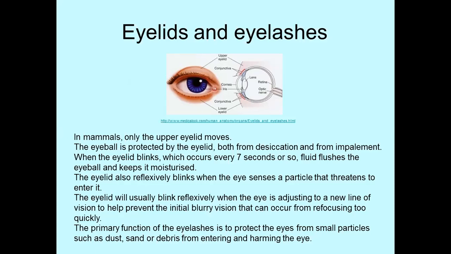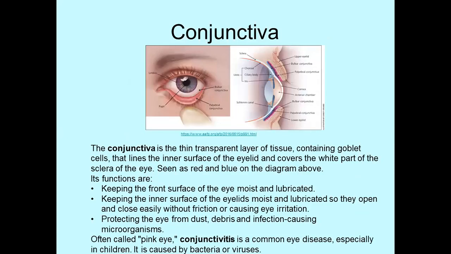Also, and don't worry about this one, when the eye is adjusting to a new line of vision, to help prevent the initial blurry vision that can occur from refocusing very quickly, the eyelid normally blinks. And then the eyelashes protect the eye from small particles such as dust, sand, and debris, as well as from excessive sunlight.